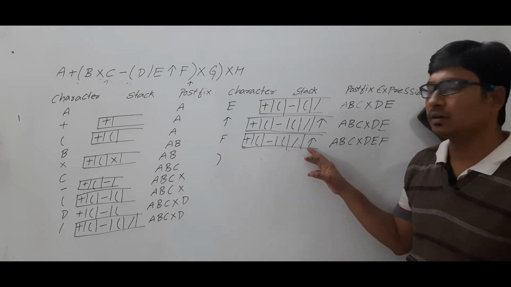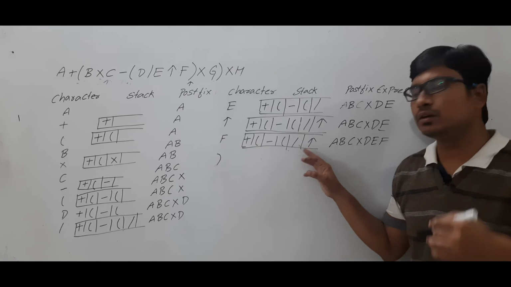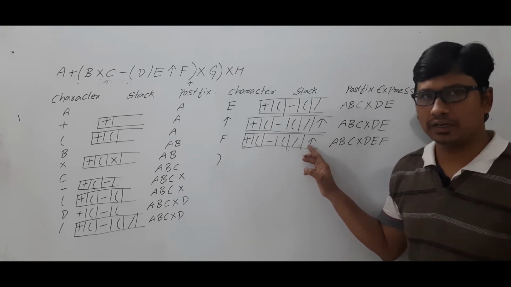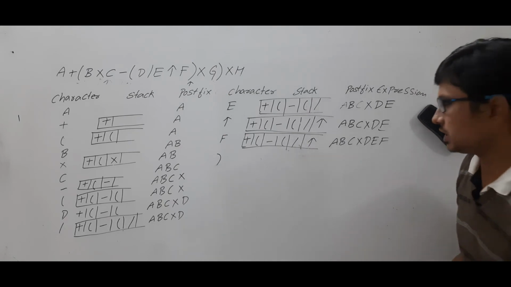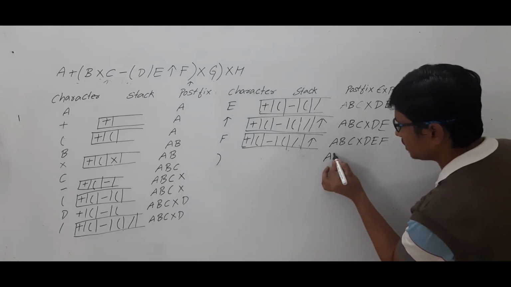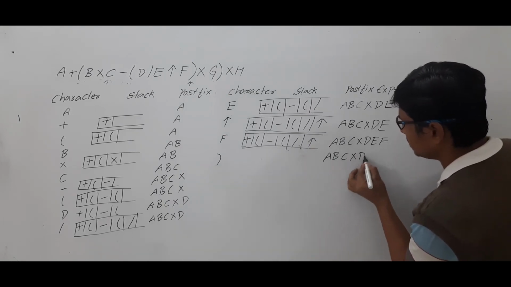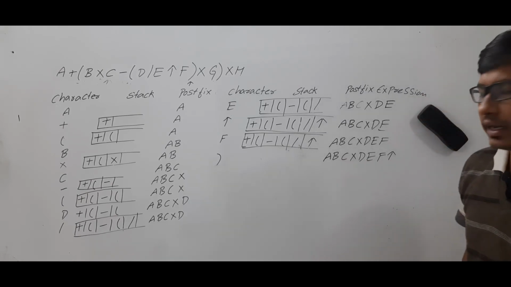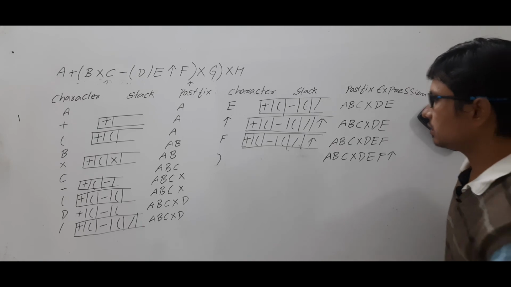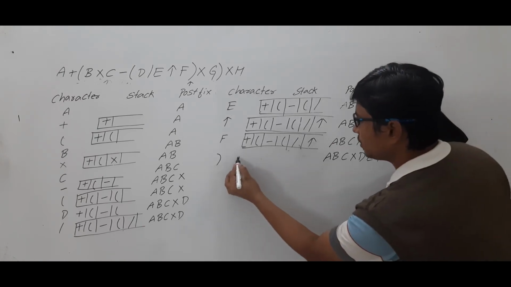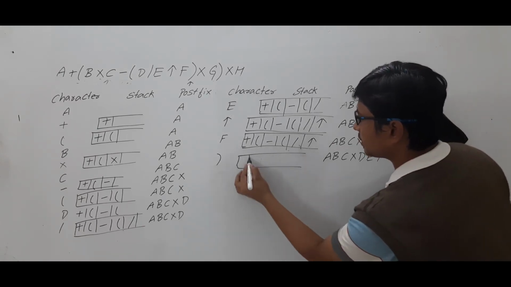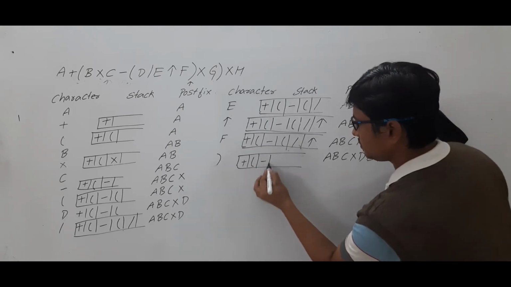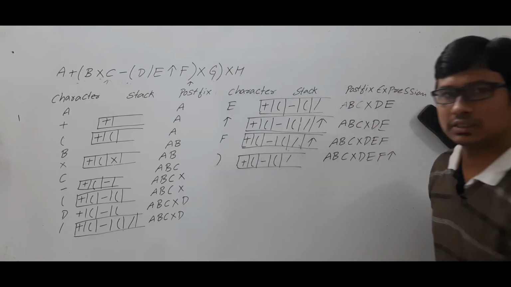If you get the top of the stack other than the open parenthesis, then you just need to pop this operator and write it in the postfix expression. So if I do it, I will get A, B, C, D, E, F, power operator. Am I right or wrong? Is it clear? Then if you pop the power operator, you will have the addition and the division.